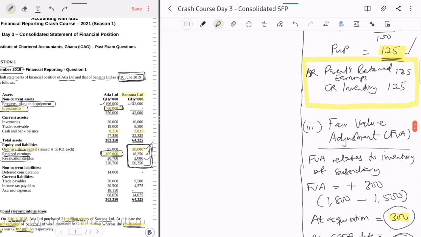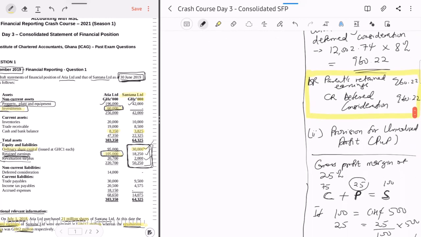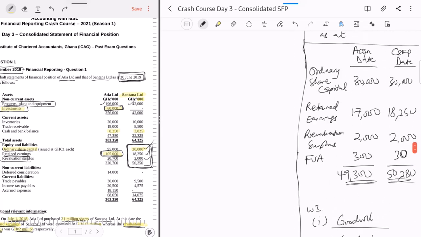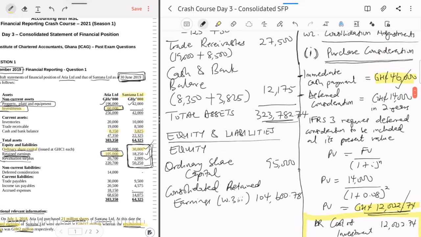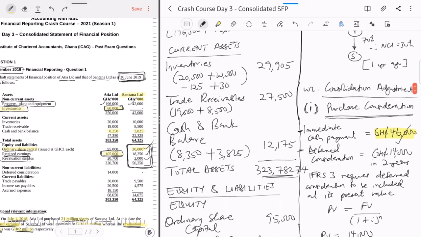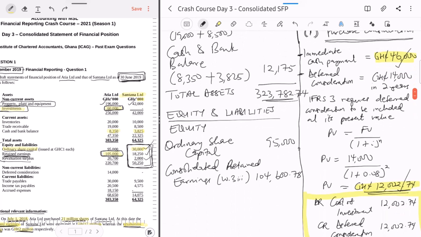So we slot that here. Consolidated retained earnings, I think that gave us 104,600.78. But please always cross-reference your workings. I think it was working 3III. So I write working 3III, so that is neatly cross-referenced. Inventory, let's cross-reference that as well. You can just write working 2 to save time, since everything was in working 2 for inventory. So you can see we are cross-referencing all the figures that had extra work to be done.